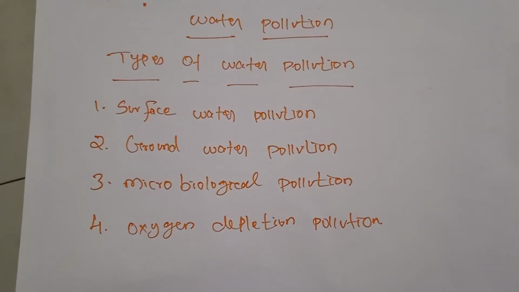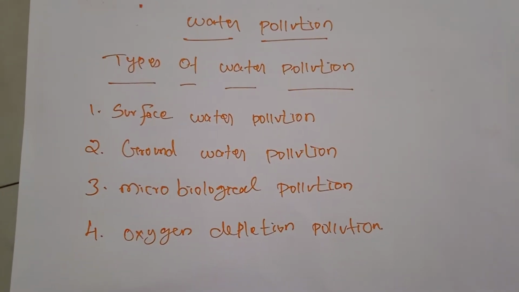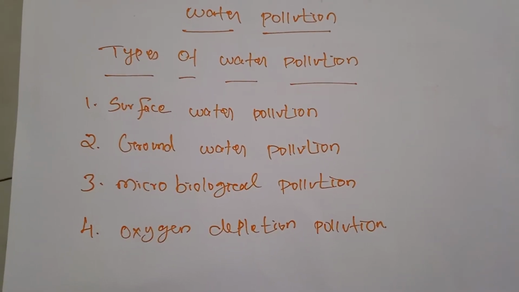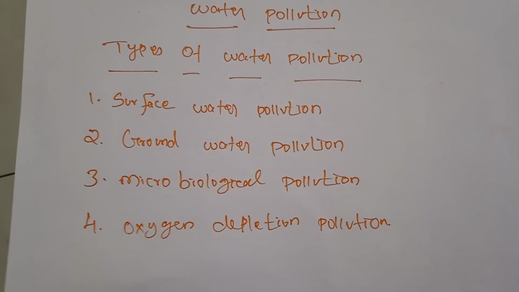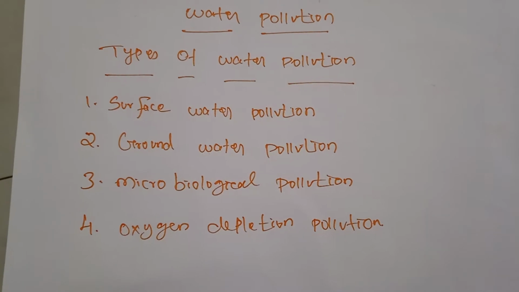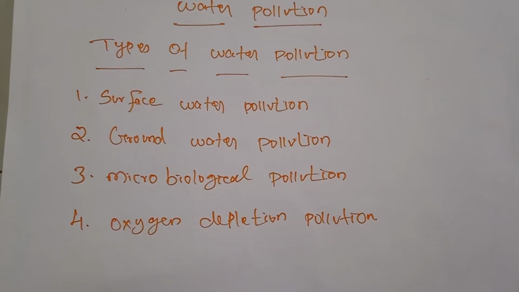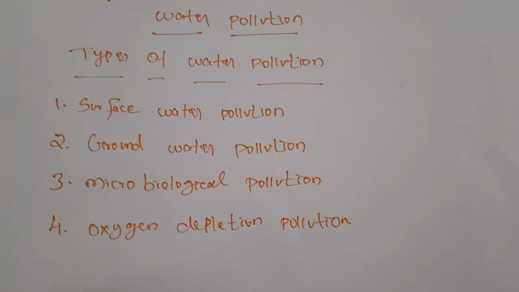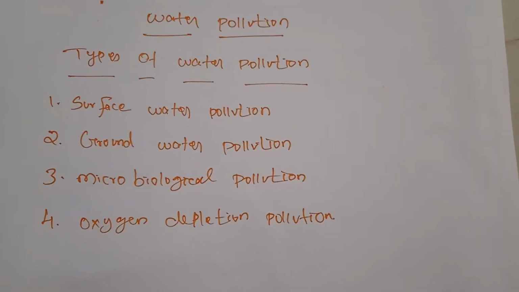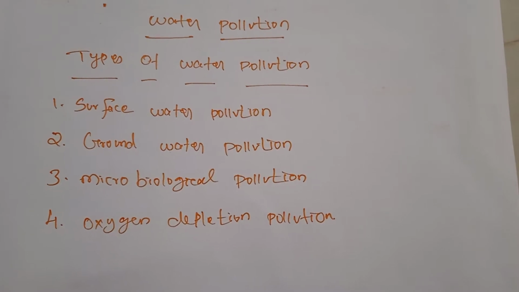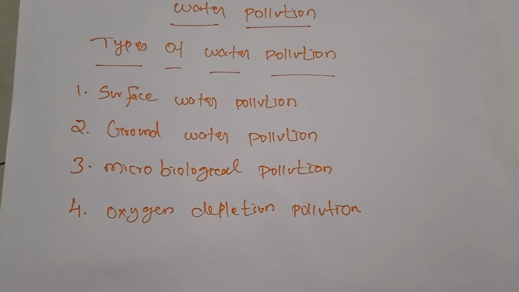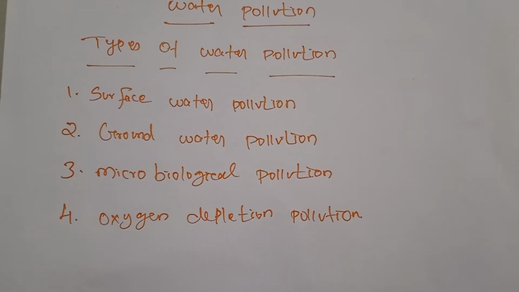So the introduction of substances or energy into the marine environment results in deleterious effects to the living resources, hazards to human health, and hindrance to marine activities. Whenever human activities pollute the water, it is considered as water pollution. And the types of water pollution.